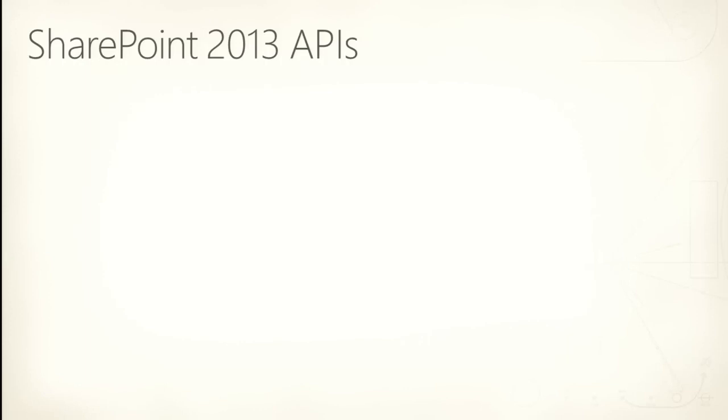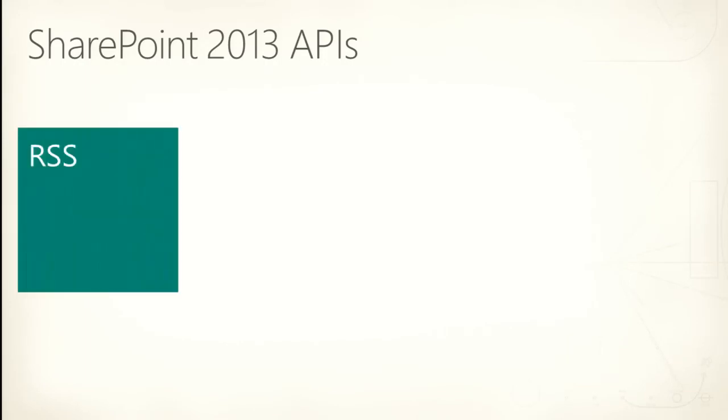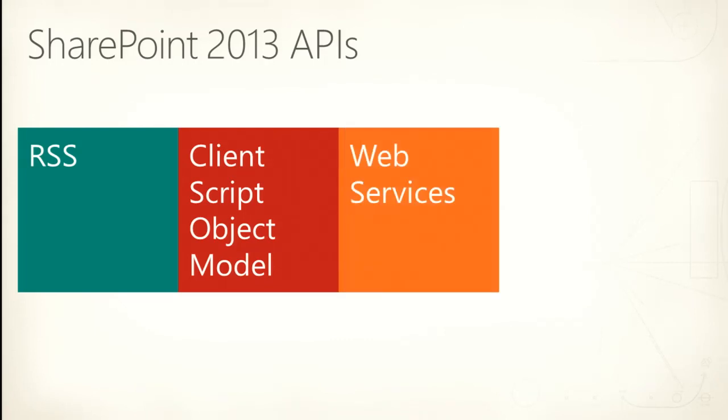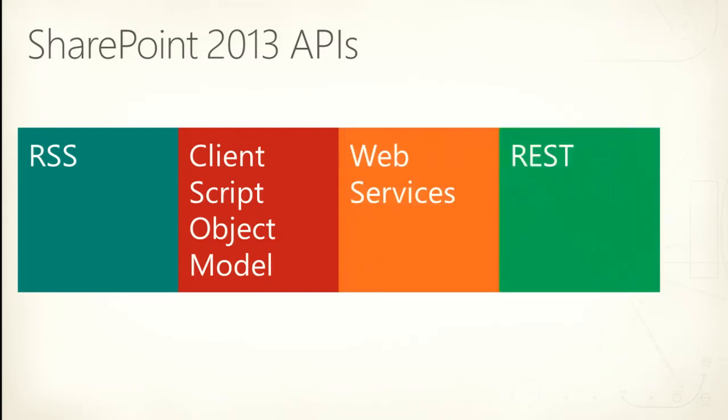But first, to get that data, we need to know which SharePoint 2013 APIs we can use. So there's RSS. That's been around forever. It's probably not the most functional, and it's somewhat limited what you can get, but you can customize it and do some stuff with it. Of course, the client script object model is out there. They've expanded it greatly. Web services, and then REST.